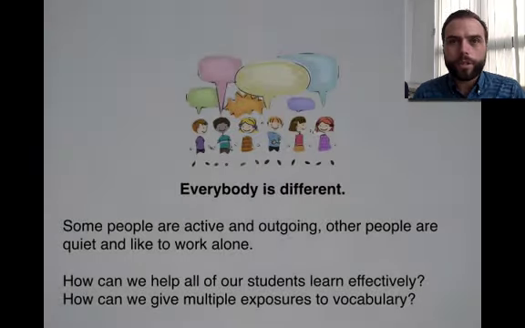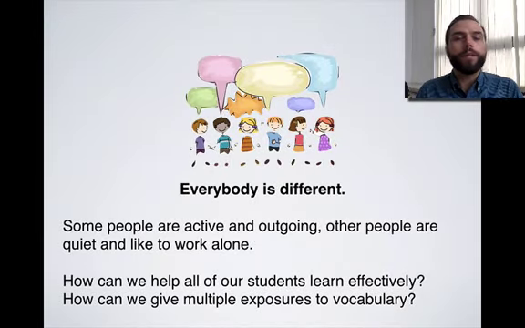One of the key things I want to start with is that everybody is different. When you have a group of learners, they're all different, they're all individuals. Some people are outgoing, active and outgoing. Other people are quiet and like to work alone. So how can we help all of our students learn effectively?